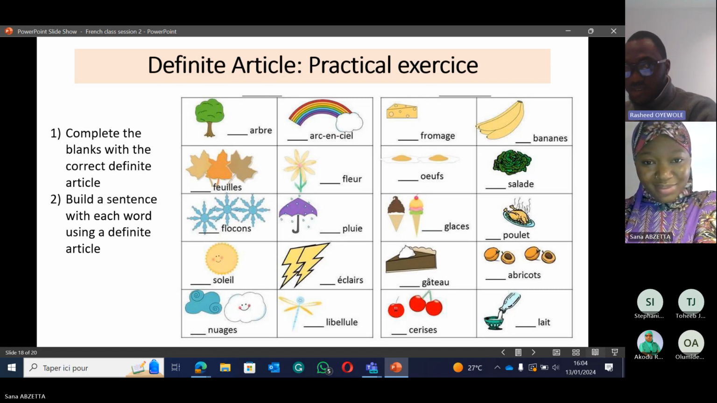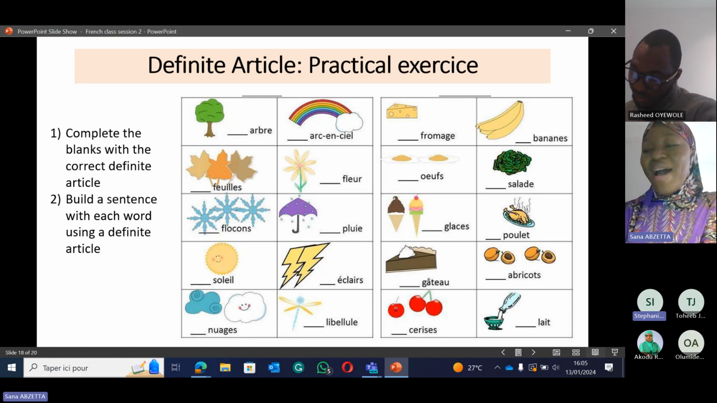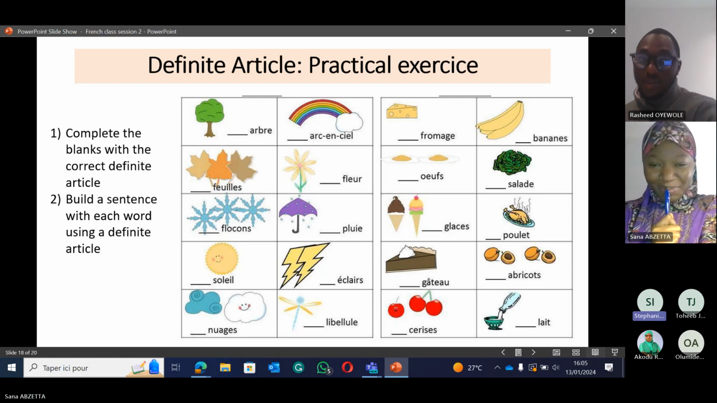La essentielle. Did you use la or the L apostrophe? Oh, okay. I used la. You have to use the L apostrophe. Okay. Merci.